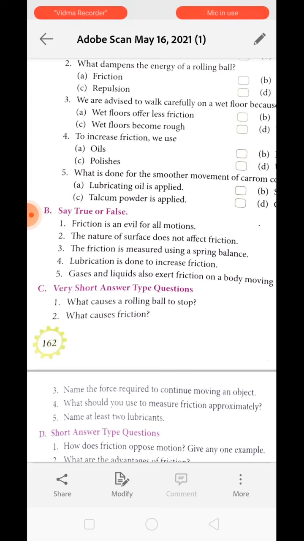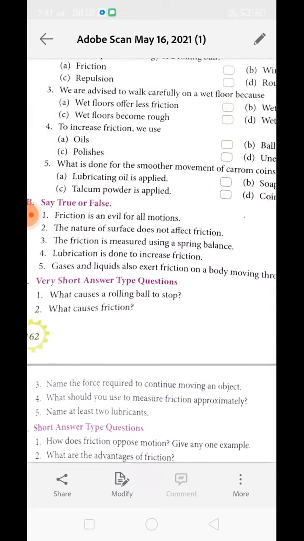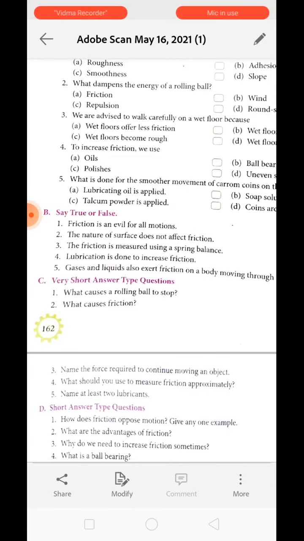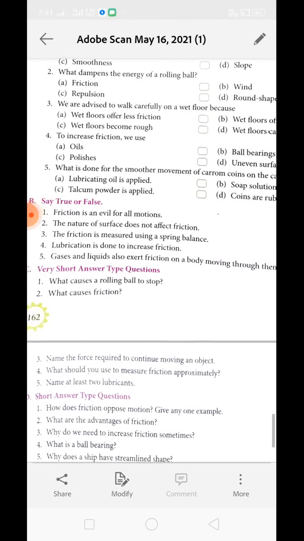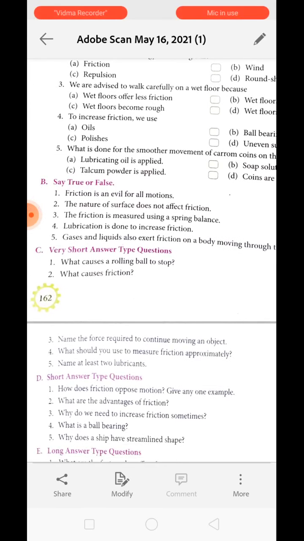Now third question, friction is measured using a spring balance. Yes, it is true. Fourth question, lubrication is done to increase friction. No, lubrication is done to decrease friction. So it is false. Fifth question, gases and liquid also exert friction on a body moving through them. Yes, it is true.